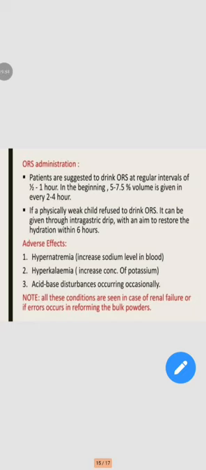Then adverse effects: hypernatremia, hyperkalemia, and acid-base disturbances occurring occasionally. Hypernatremia is an increased sodium level in the blood. Then hyperkalemia, increased concentration of potassium. Then third, acid-base disturbance occurring occasionally.